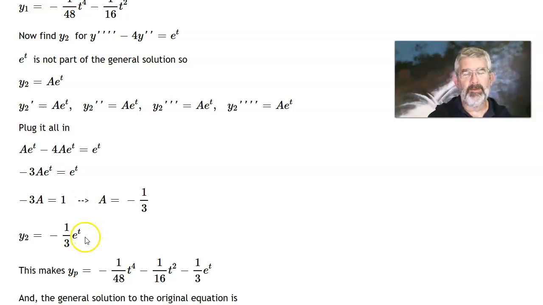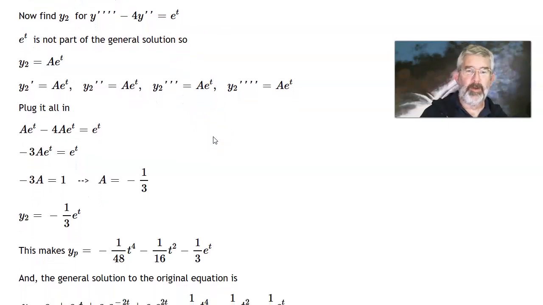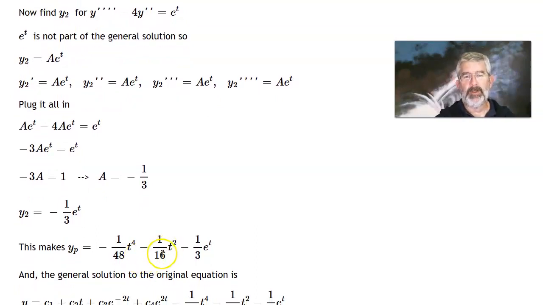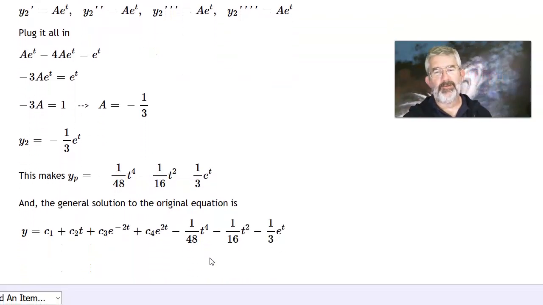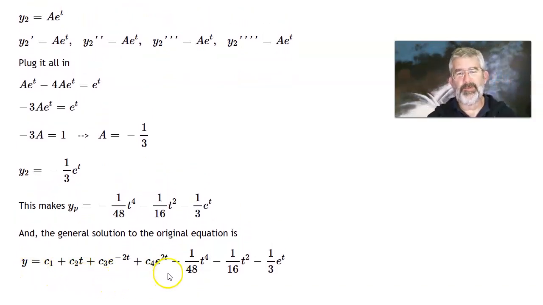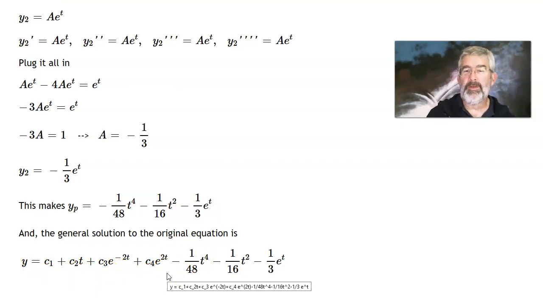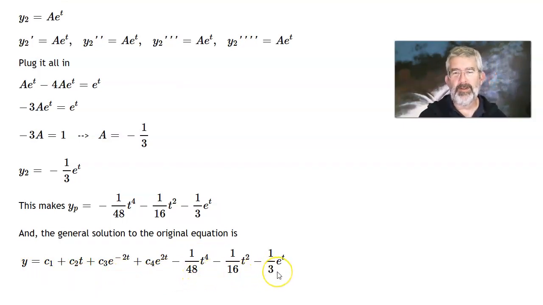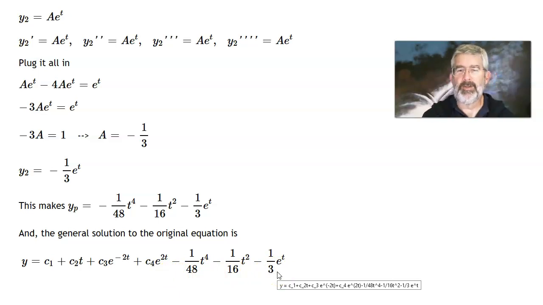So the particular solution for this differential equation is negative 1/3 e to the t, which makes the particular solution for the original differential equation the sum of the two of them. So this was the part we got to get the t squared, and this is the part we got to get the e to the t, which now makes the general solution for the original equation here. The first four terms here are the general solution for the homogeneous equation, and then we have the particular solution to this non-homogeneous equation.